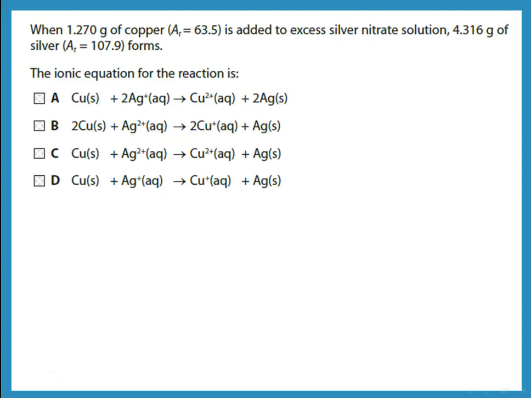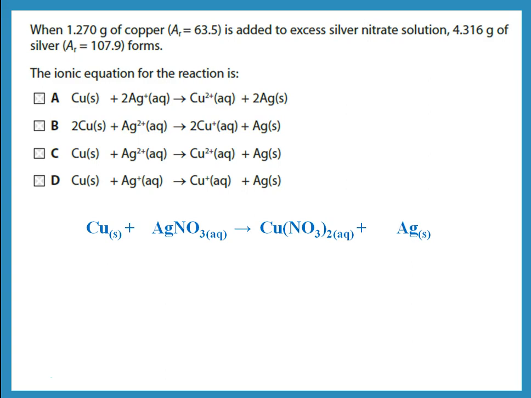Okay, so let's take a look at this question. Okay, how do we write ionic equations? To write ionic equations, you need to write the balanced equation, and then you cancel whatever is the same on both sides of that. So let's write this. So we're saying copper reacts with silver nitrate. So you should know that this should give you copper nitrate plus silver.